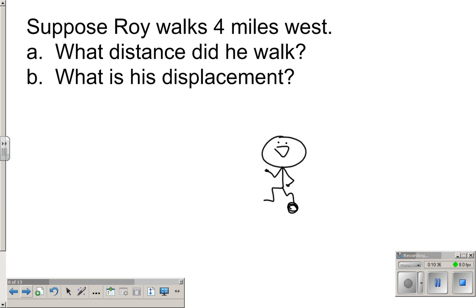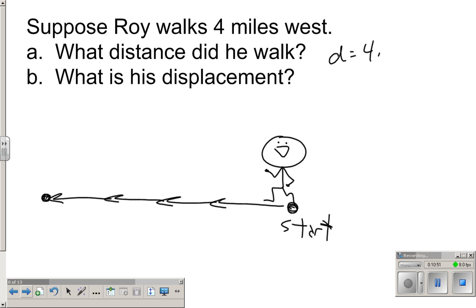All right, so he's going to start here. And then he's going to walk 4 miles west. So here we go. 1, 2, 3, 4 miles west. All right, so the distance he walked is the length of the path that he followed. So his distance is just simply 4 miles, right? It's not rocket science. His displacement, however, he did walk in a straight line, but he walked in a direction that was west. So in this example, his displacement's not 4 miles, it's negative 4 miles. And the negative is because he went west.